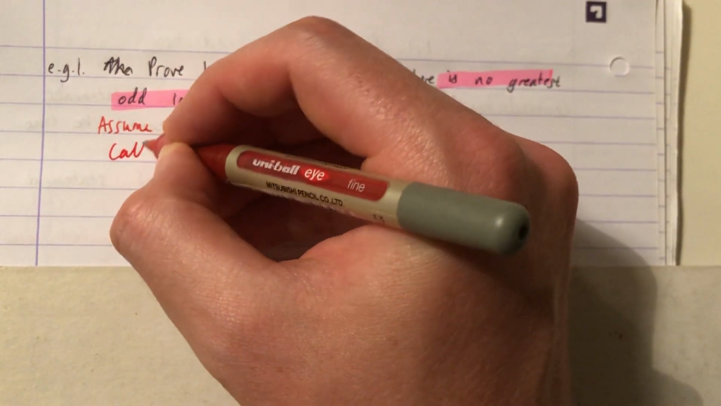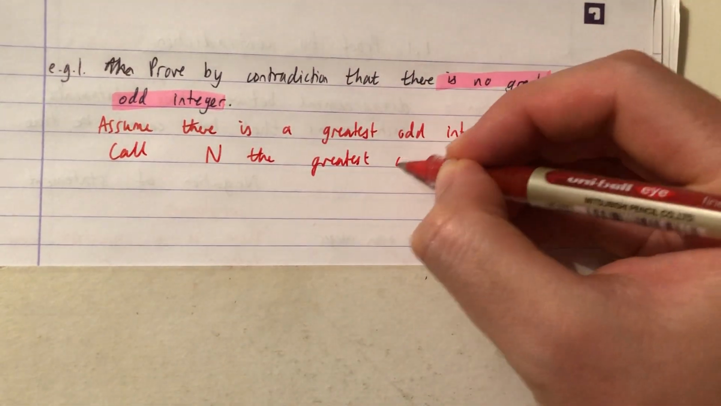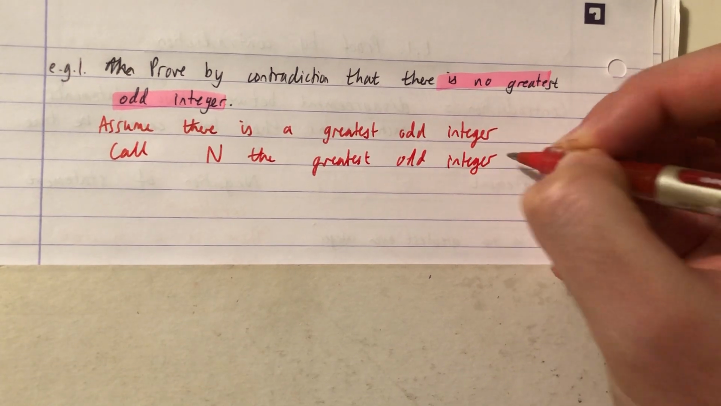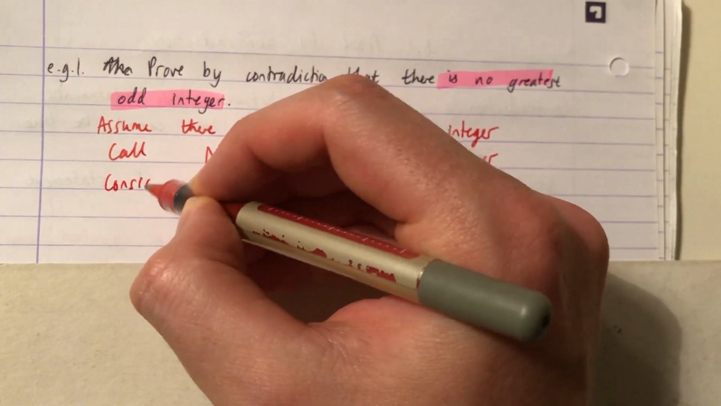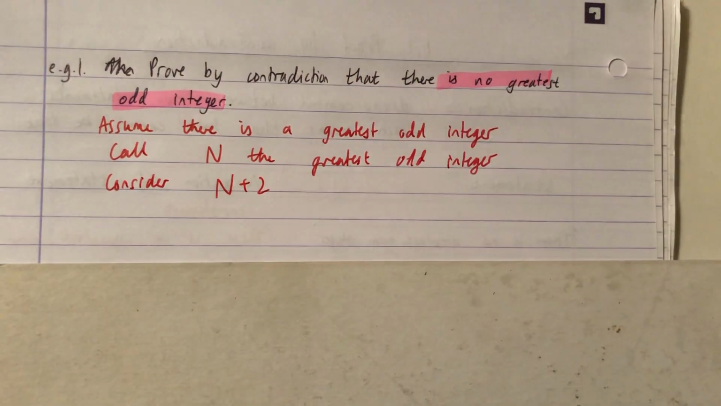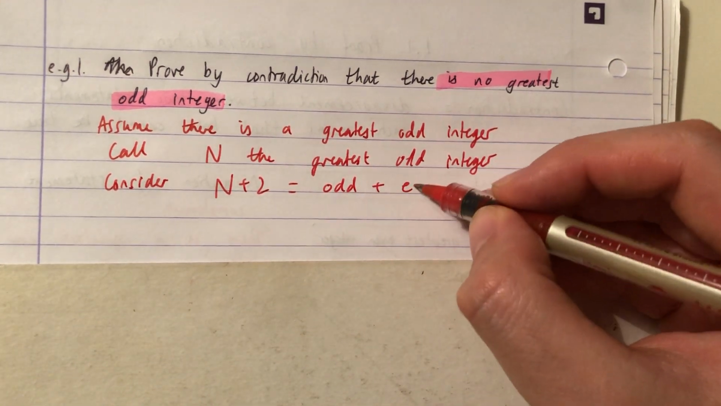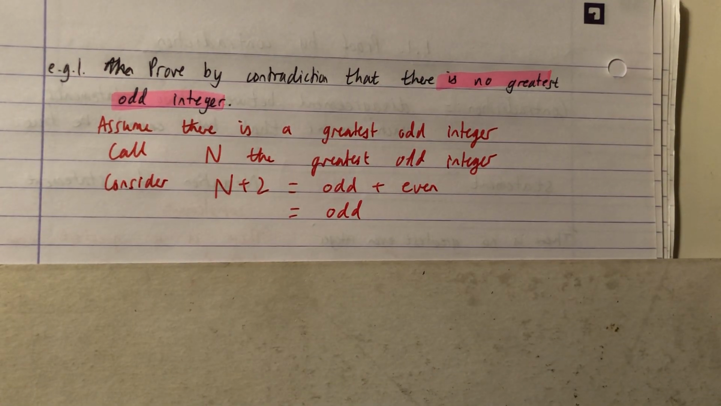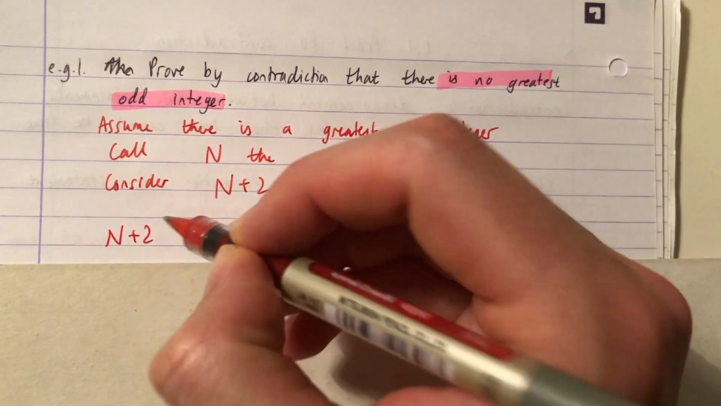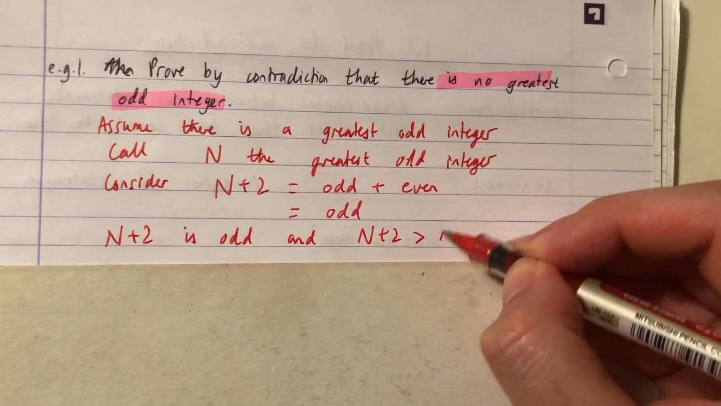So I'm going to call n the greatest odd integer, and find a number which is bigger than that, which is odd. The easiest way to do it is to consider n plus 2, which is an odd number plus an even number, which produces an odd number. And now we've got n plus 2 is odd, and n plus 2 is bigger than n.